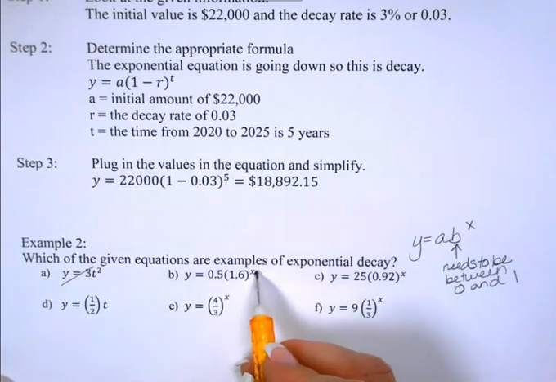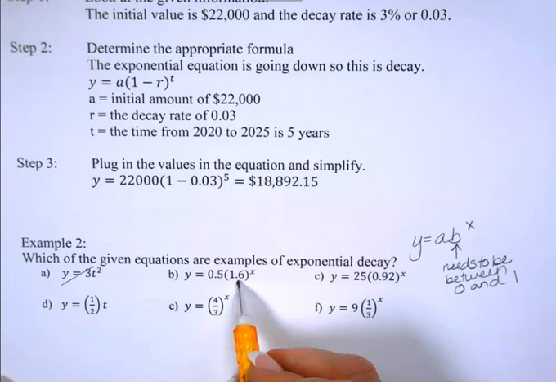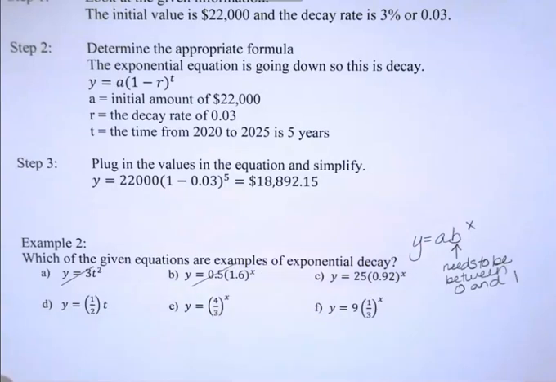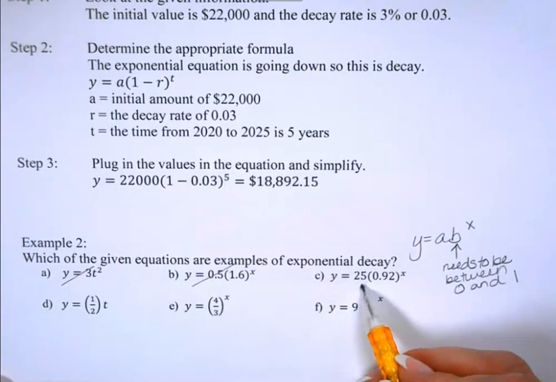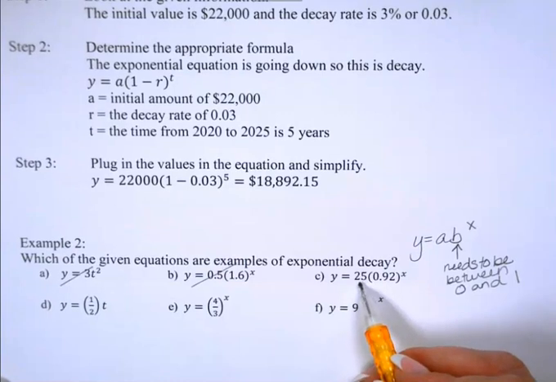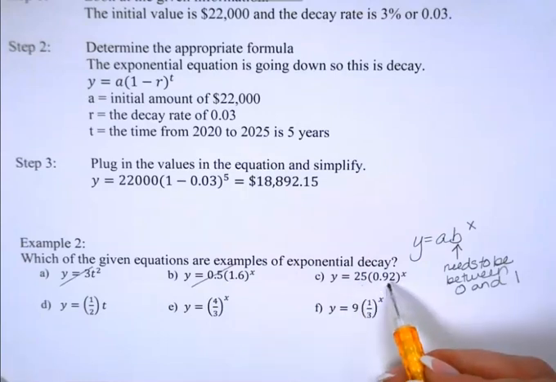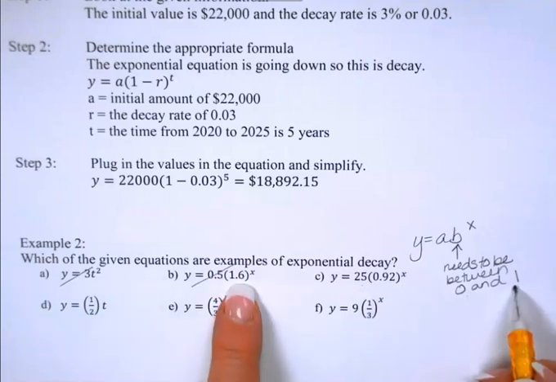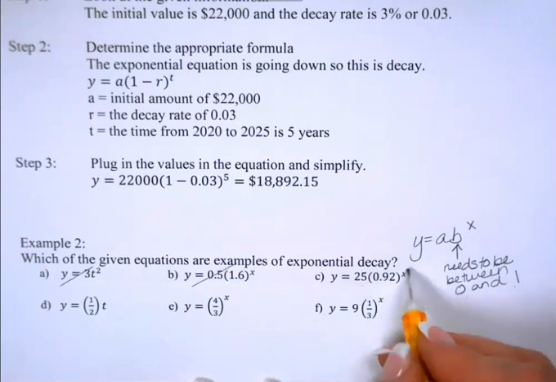For this one, my variable is in the exponent, but notice your b value is larger than 1. It's 1 plus 0.6. So this would be an example of growth, so that's not decay. On example C, my a value is 25. It doesn't matter for the decay if the a is going to be larger or smaller than 1. On the growth rate or decay rate, you need to look here. This is a decay because it's between 0 and 1. Remember, this one was growth because it was larger than 1. So this one is an example of decay.